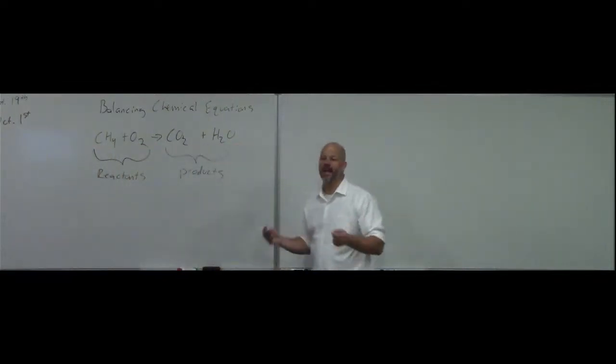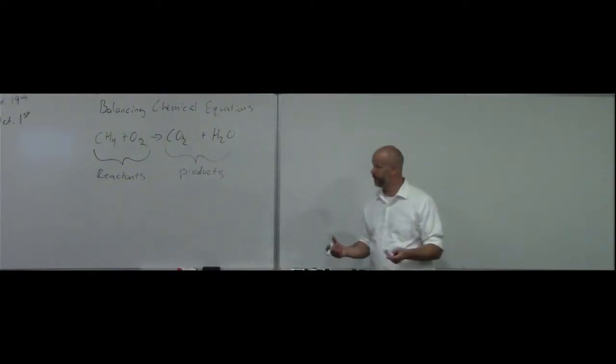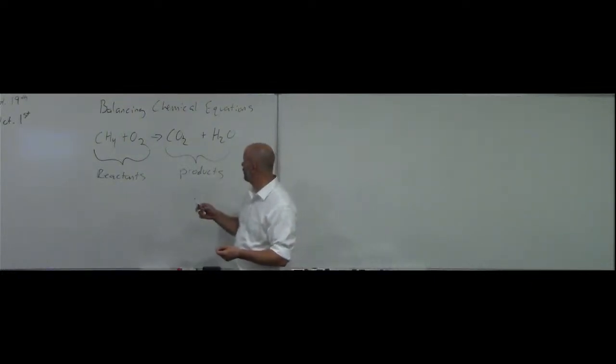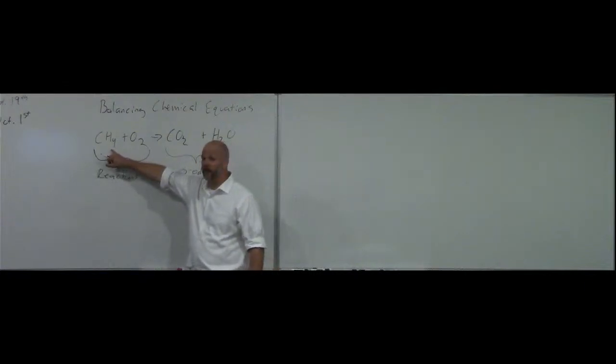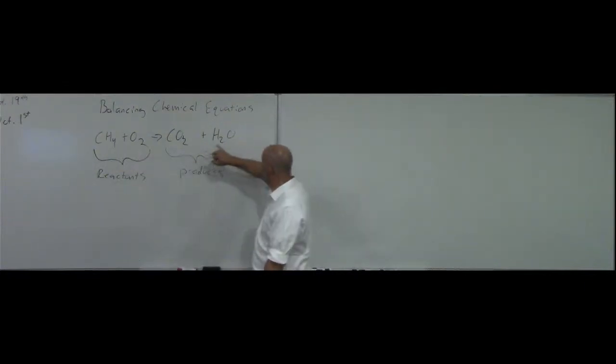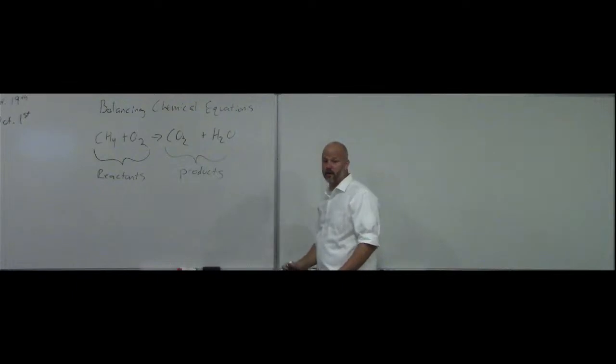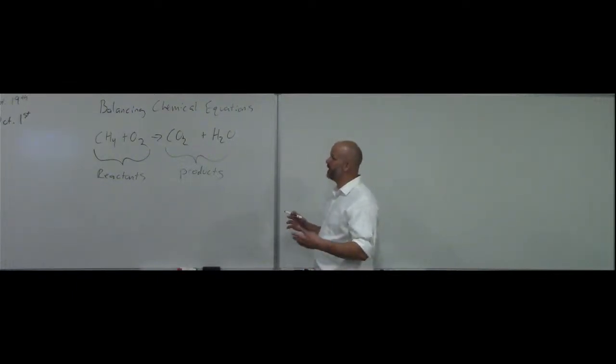Reactants and products. I need to balance my reactant. The law of conservation of mass says that I have to have the same number of particles on both sides. Have to. Well, I don't. Look how many hydrogens I have over here: 4. How many do I have over here? 2. That doesn't work. So this is where you begin just kind of playing around.